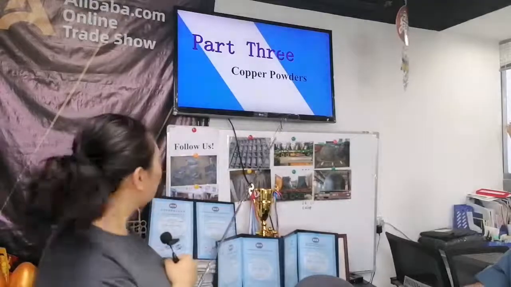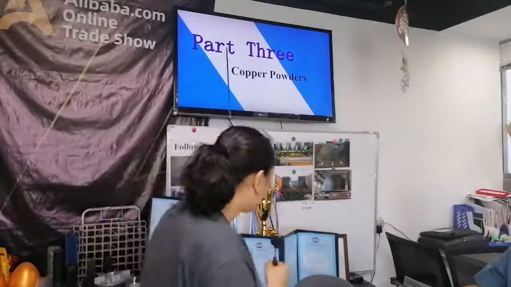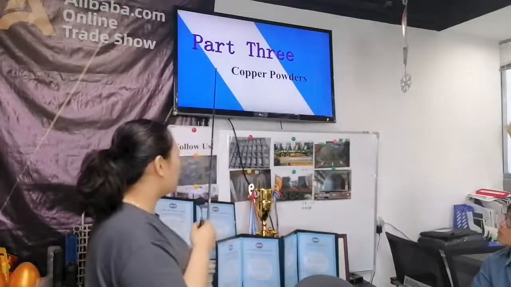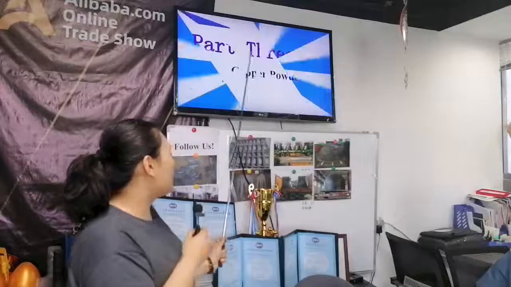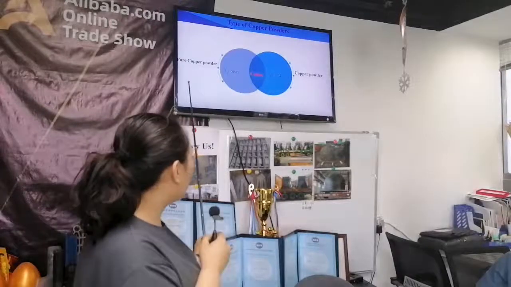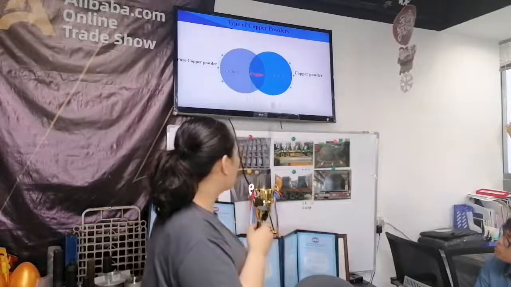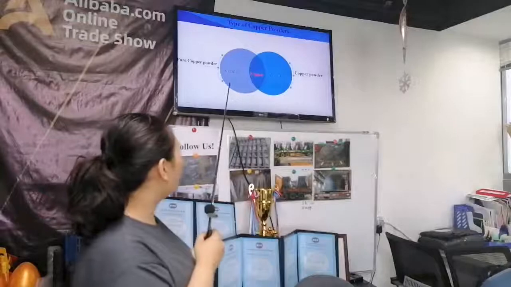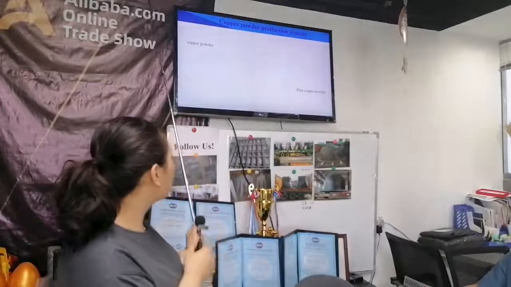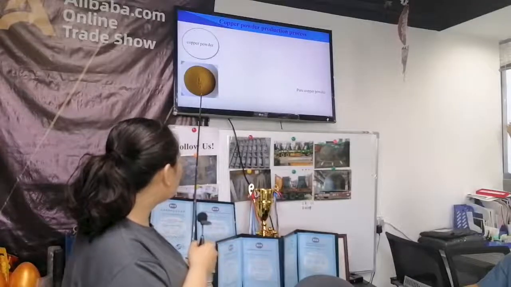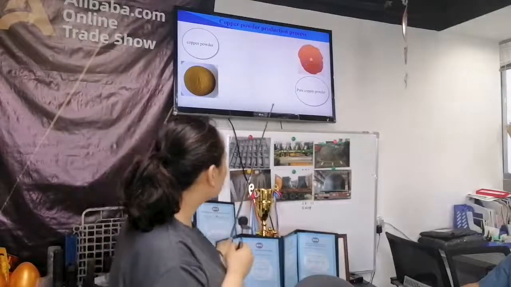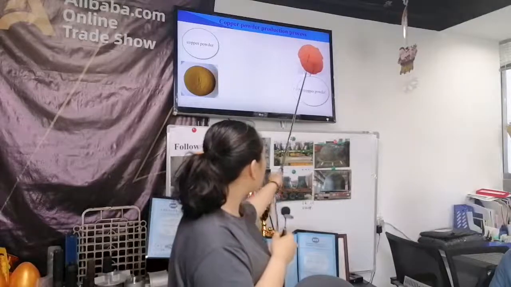Now part 3, copper powder. Copper powder. Copper powder is yellow, between yellow and orange. The copper powder is yellow.